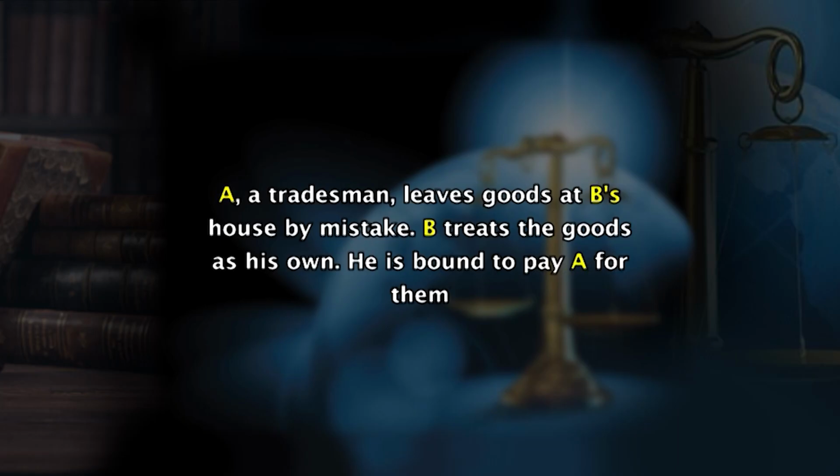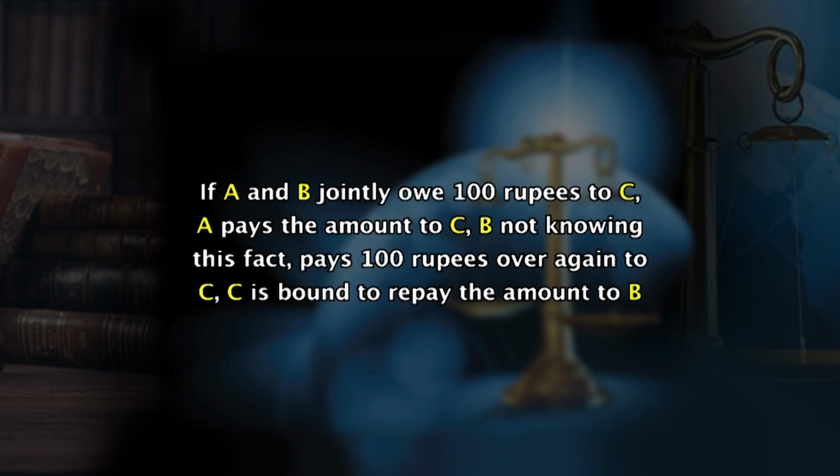For example, A, a tradesman, leaves goods at B's house by mistake. B treats the goods as his own. He is bound to pay A for them. Similarly, if A and B jointly owe 100 rupees to C, and A pays the amount to C, and B, not knowing this fact, pays 100 rupees over again to C, C is bound to repay the amount to B.